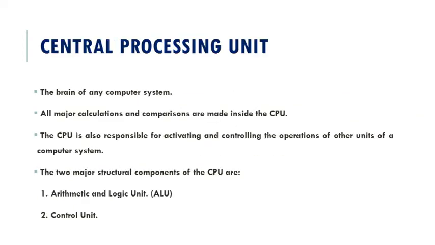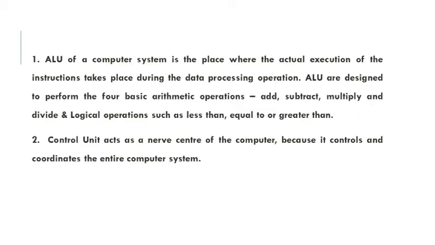Now we have the central processing unit or the CPU. Regarding the central processing unit, it is the brain of any computer system, and we have two major components of this central processing unit. The two major structural components are the arithmetic and logic unit, which is the ALU, and the control unit. The arithmetic and logic unit of a computer system is the place where the actual execution of the instructions takes place during the data processing operation.